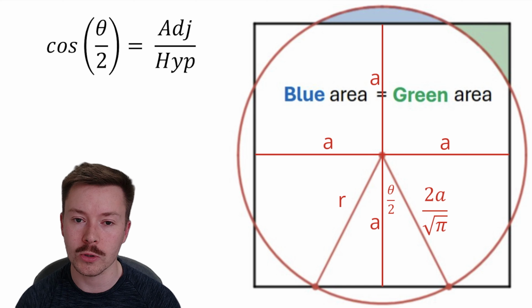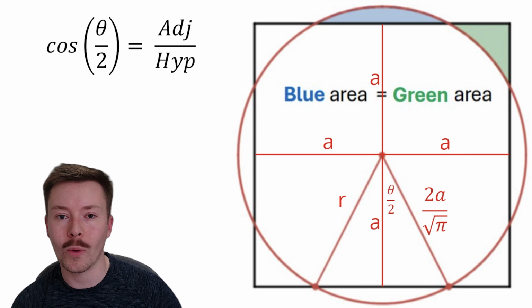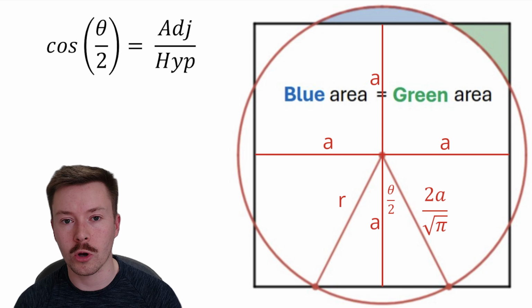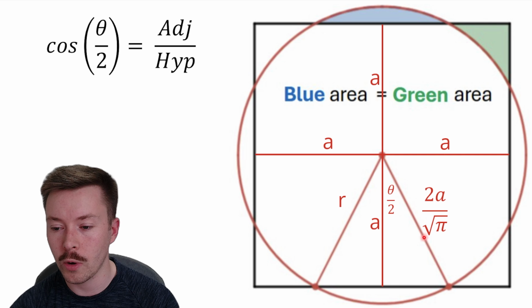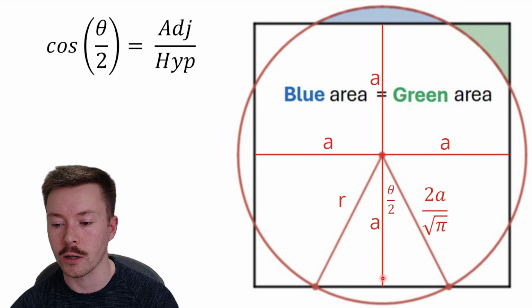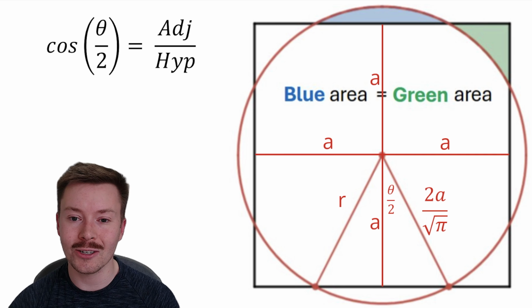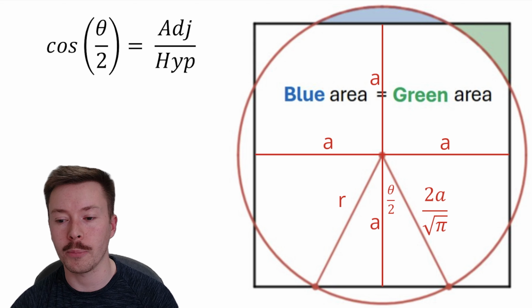Now I need to work out cos theta. So if I work out cos theta over 2, I should be able to work my way back to cos theta. So cos theta over 2, using right angled trig, which is what we've got, because this triangle here is a right angled one because this line is going to be perpendicular to the base. Now cos of any angle is equal to the adjacent side of that right angled triangle over the hypotenuse.